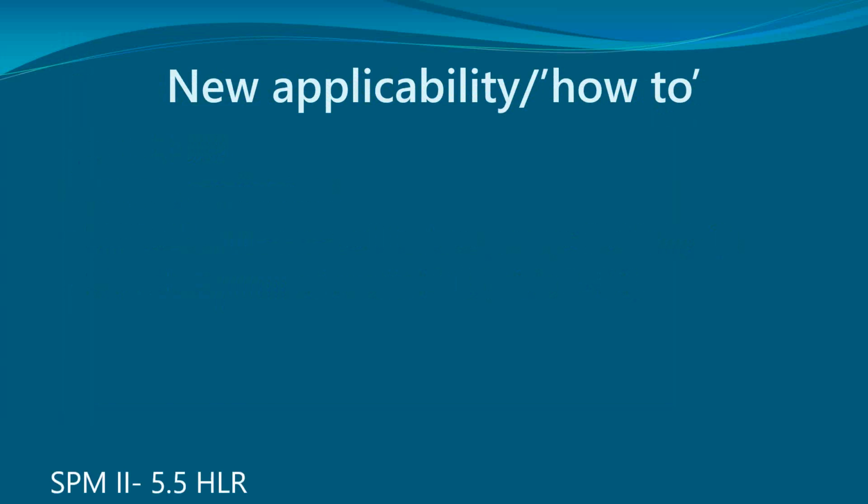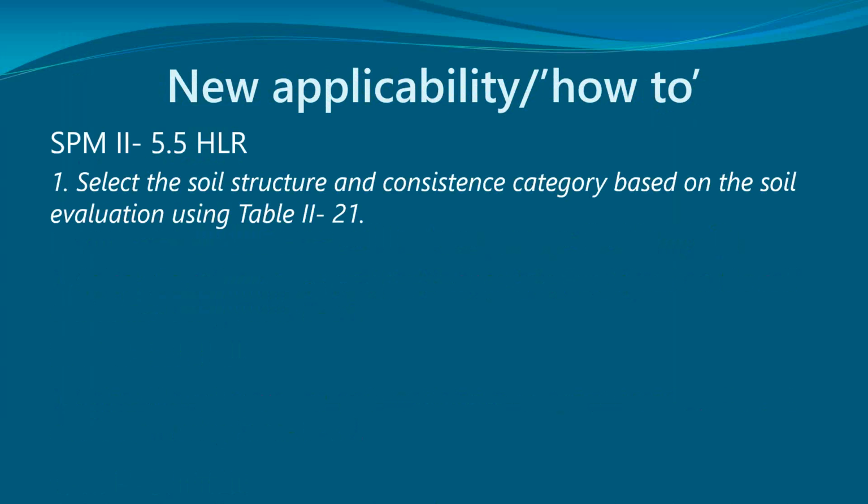Some new how-to stuff. So 3 steps leading us to the answers. It's sort of a 4-step process. The first step is select the soil structure and consistence category based on the soil evaluation. So during the soil evaluation, we determine the type and the shape: single grain, massive, or blocky, platy, prismatic, and so on. Consistence then is the rupture resistance of the PEDs, if there are any, and if there's no PEDs, it's either cementation or it's loose if it's sand.